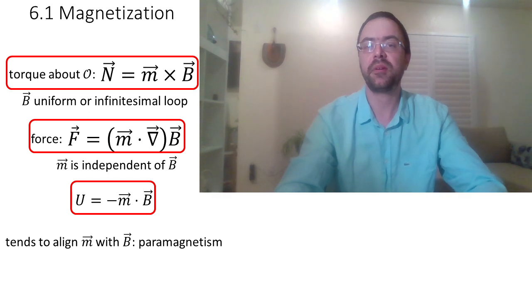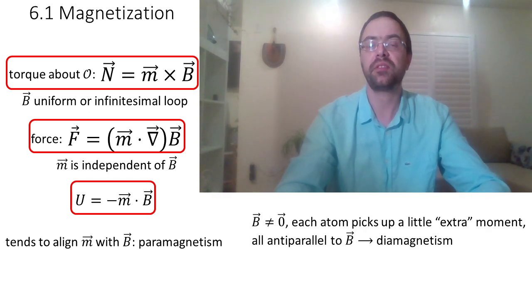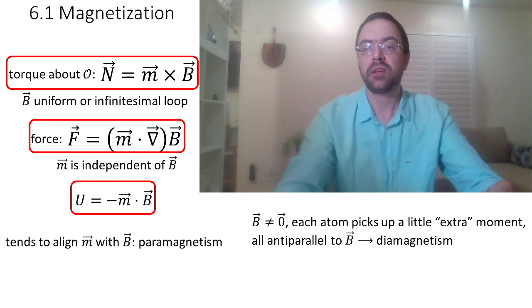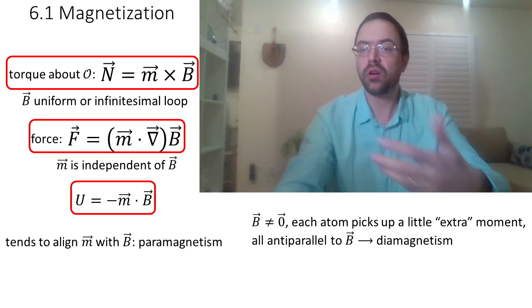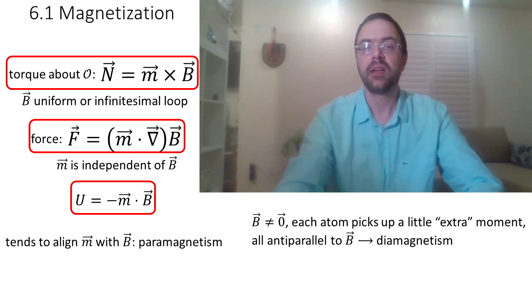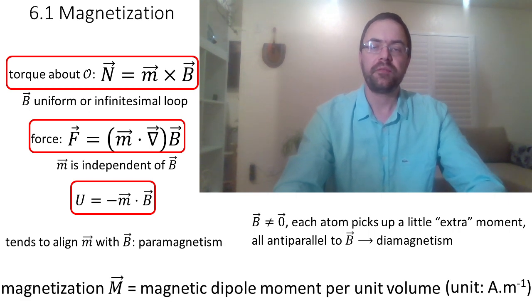But another effect of the magnetic field is that it adds an extra moment, and all the extra moments are anti-parallel to B. This is what we call diamagnetism. So in some materials, there is no magnetic dipole moment, so only the diamagnetic effect exists. But if there is a dipole moment, usually it wins and the paramagnetic behavior is observed. And finally, we defined a new quantity, the magnetization, which is the dipole moment per unit volume.